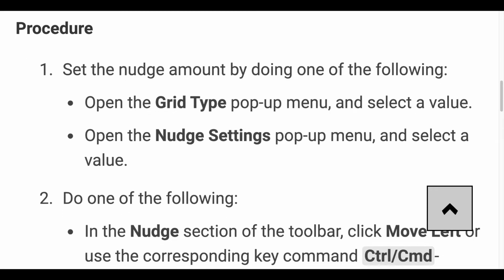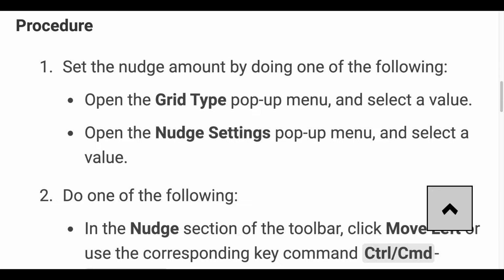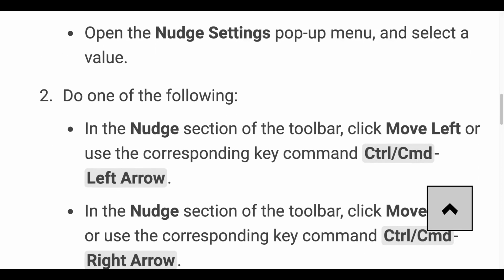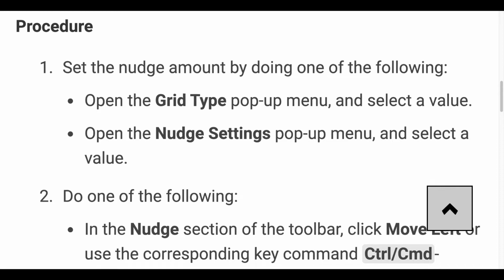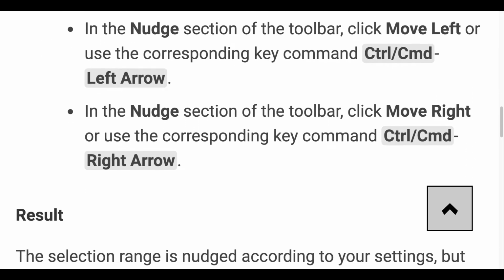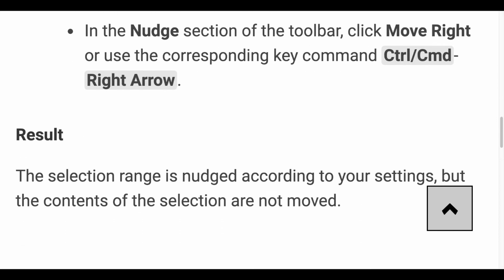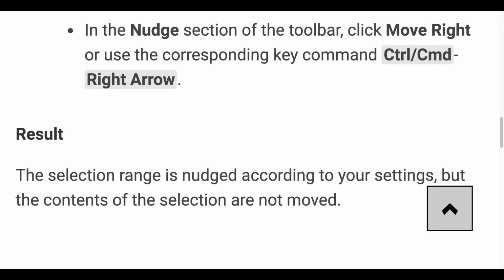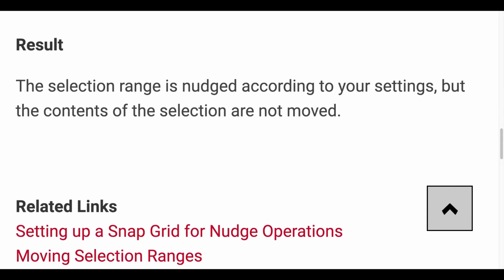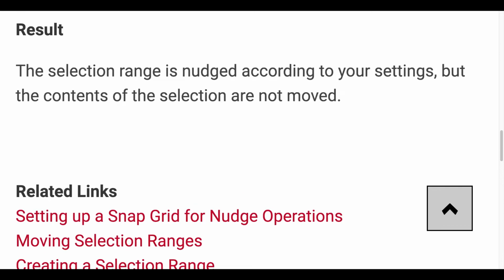Procedure. Set the nudge amount by doing one of the following. Open the grid type pop-up menu and select a value. Open the nudge settings pop-up menu and select a value. Do one of the following. In the nudge section of the toolbar, click move left or use the corresponding key command Ctrl/CMD left arrow. In the nudge section of the toolbar, click move right or use the corresponding key command Ctrl/CMD right arrow. Result. The selection range is nudged according to your settings, but the contents of the selection are not moved.